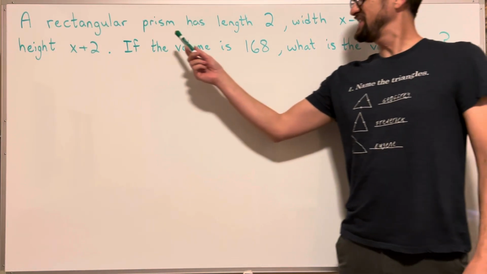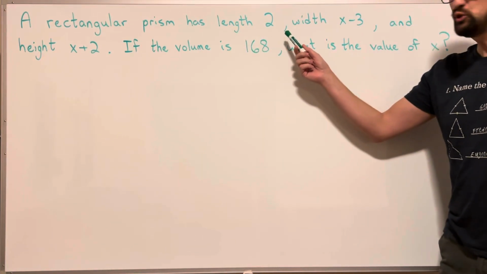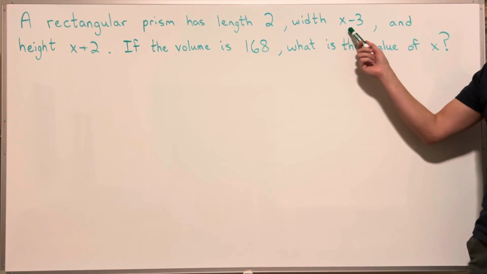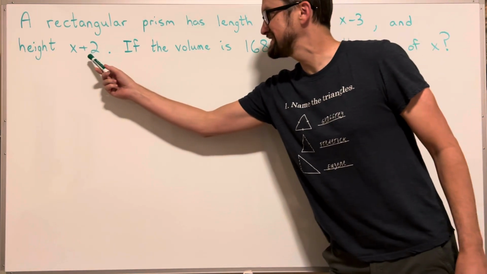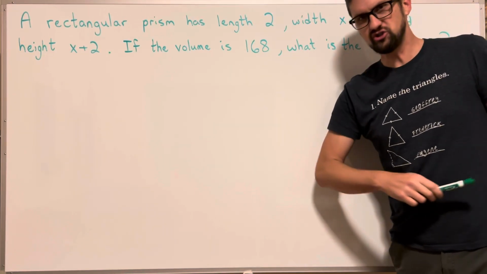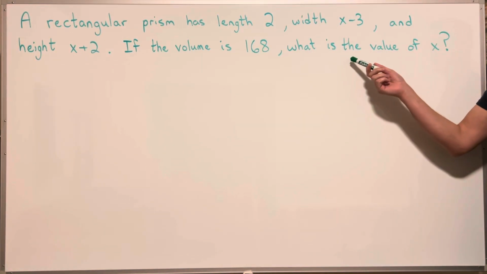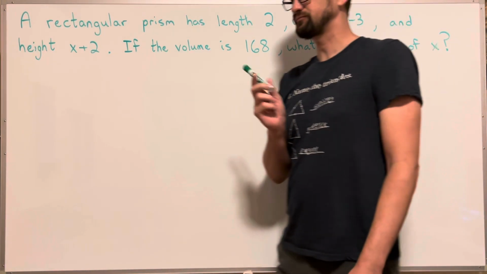A rectangular prism has length 2, width x minus 3, and a height of x plus 2. If the volume is 168, what is the value of x?